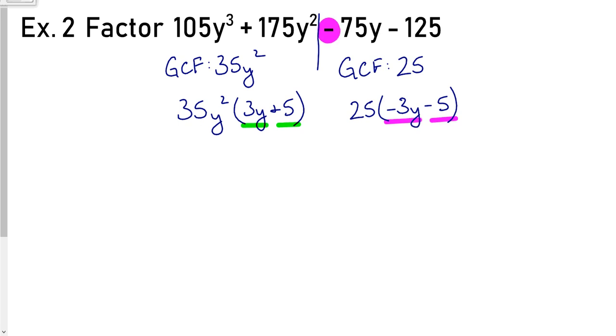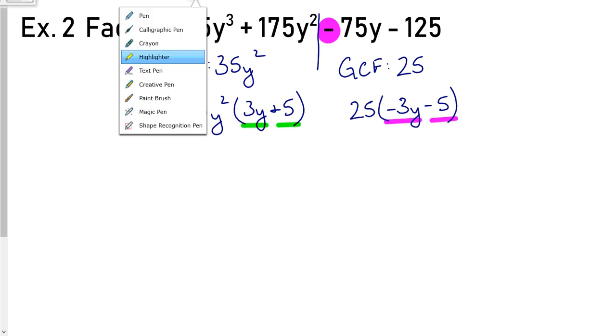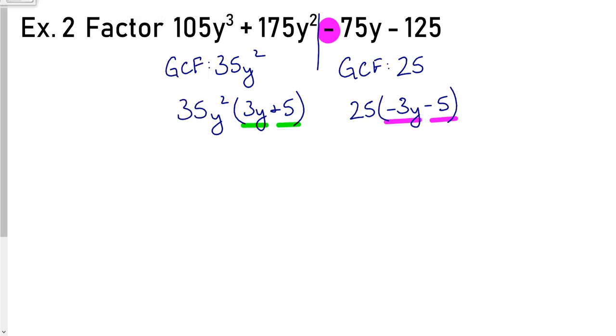Anytime your second group starts with a negative, you should factor out a negative. Anytime your second group, when you're factoring by grouping, begins with a negative, factor out the negative. Okay? Because if I really took a negative 25 out, then this becomes positive 3y, and this becomes positive 5, and then I have terms that match. Okay? So that's just one of the little tips and tricks that we need to remember.